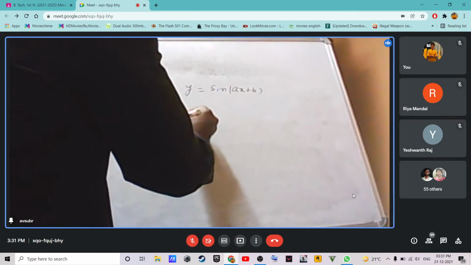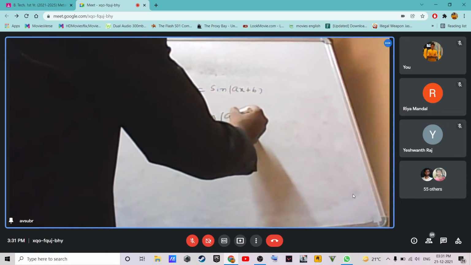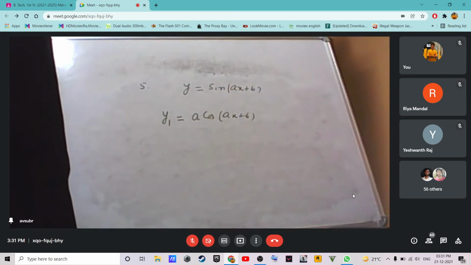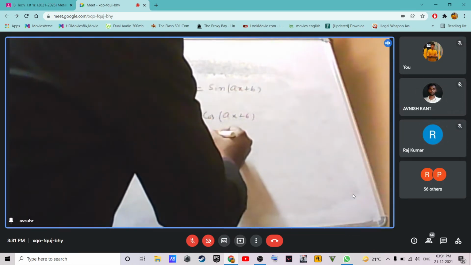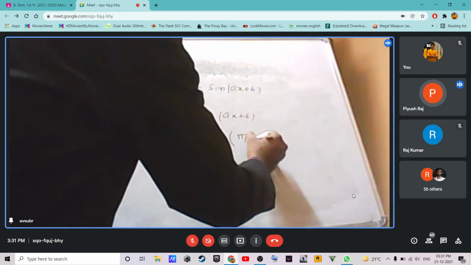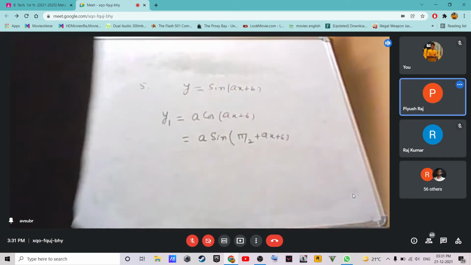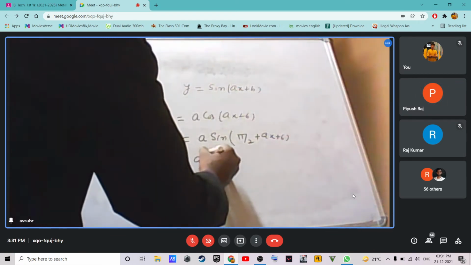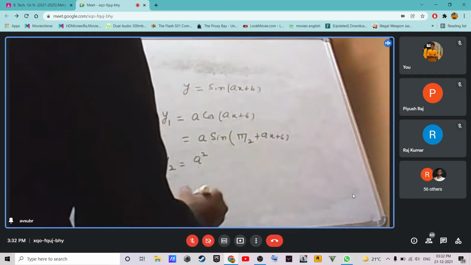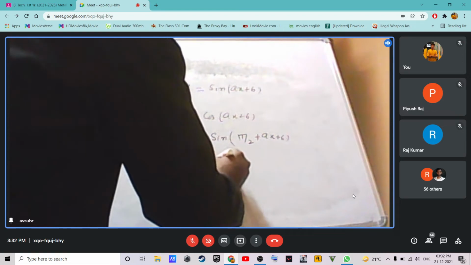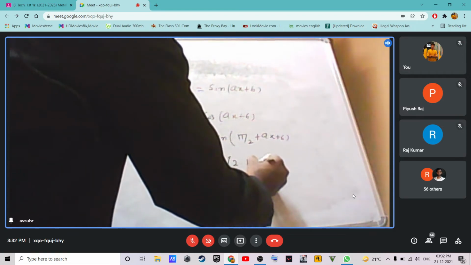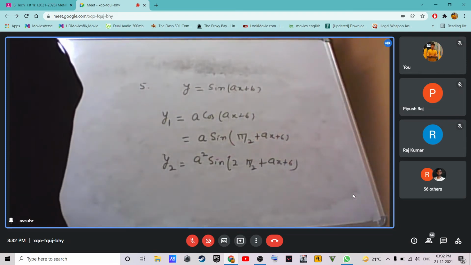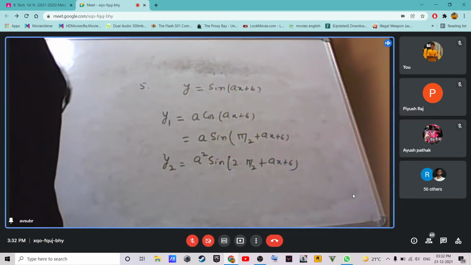So y1 is equal to a cos of ax plus b. Is it right? Yes, sir. I can also write it like this: a sine of pi by 2 plus ax plus b. No problem. Similarly, y2 can be written as a square sine of 2 into pi by 2 plus ax plus b. Can I write it like this? Yes, sir.